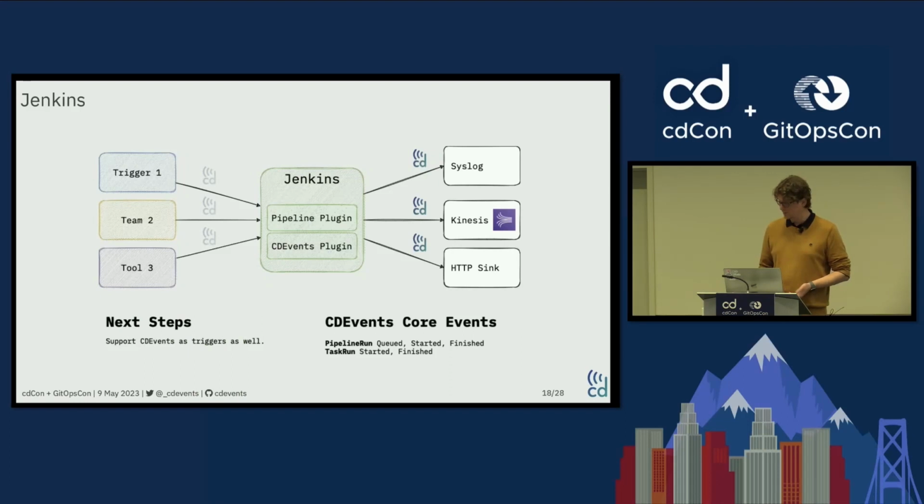And I wanted to provide some more details and examples from some of the tools that we're integrating with. So for Jenkins, today we can produce CDEvents through the Jenkins plugin. So combined with the pipeline plugin, we are able to produce events from the core. So when you're running a Jenkins pipeline, you can generate pipeline run queued, started, and finished types of events that can be delivered either to syslog for testing or to things like Kinesis or an HTTP sink, right?